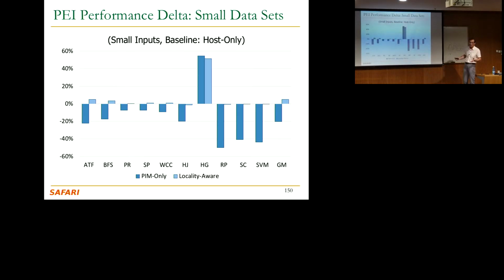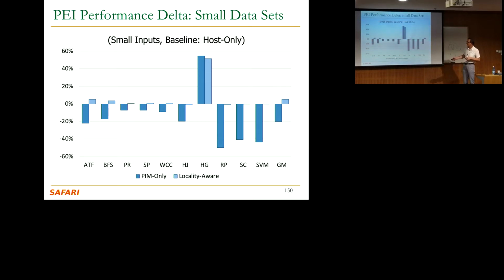So if you look at small input sets, it's a different kind of story. Baseline is, again, CPU only, and this is the performance improvement you get compared to CPU only. If you ship all of the PIM-enabled instructions into main memory, then you lose performance in pretty much all of them except for this one.